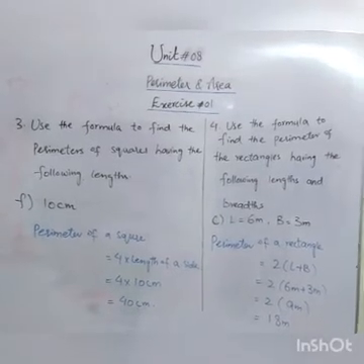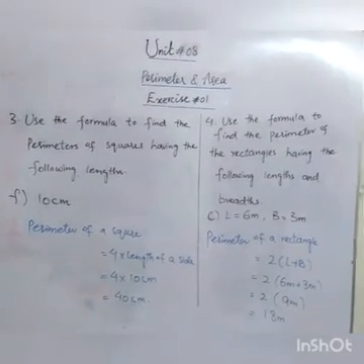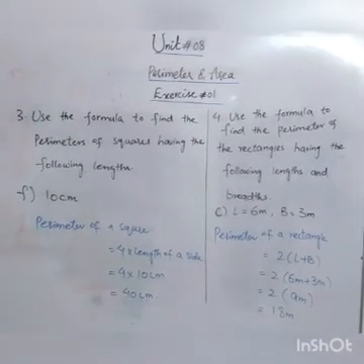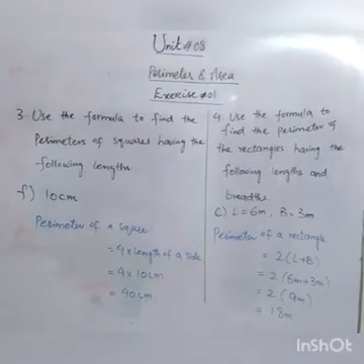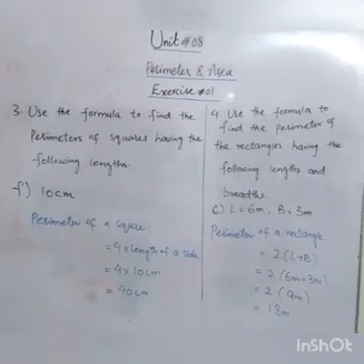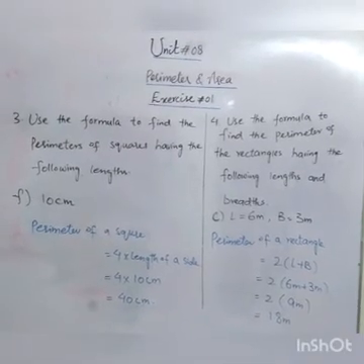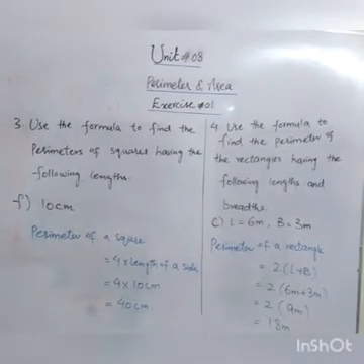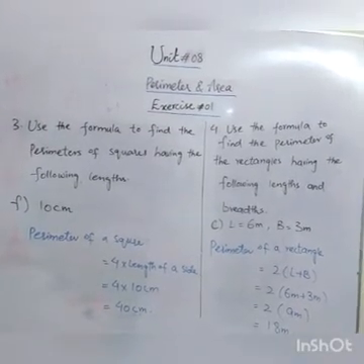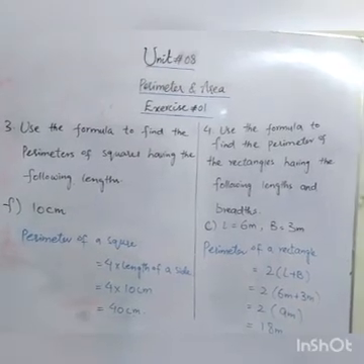Question number 3. Use the formula to find the perimeters of squares having the following lengths. Here we have part F of your book, and the length of the square is given. We know that the formula to find the perimeter of a square is equal to 4 into length of a side. The length is given, which is 10 centimeter. So we will write 4 into 10, which is equal to 40 centimeter.